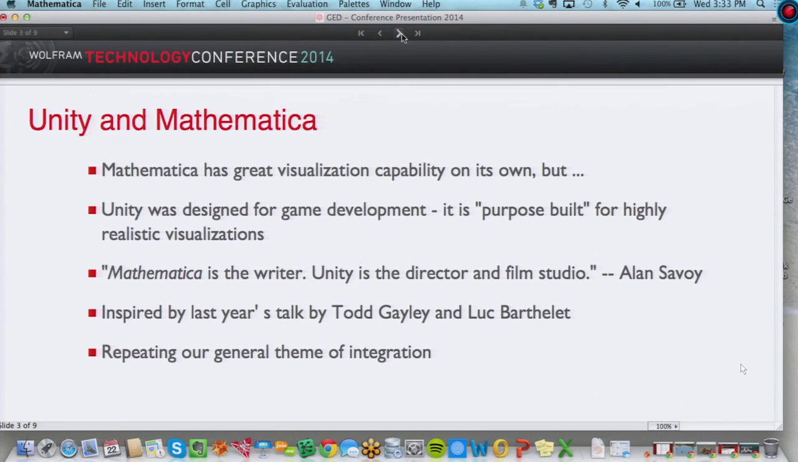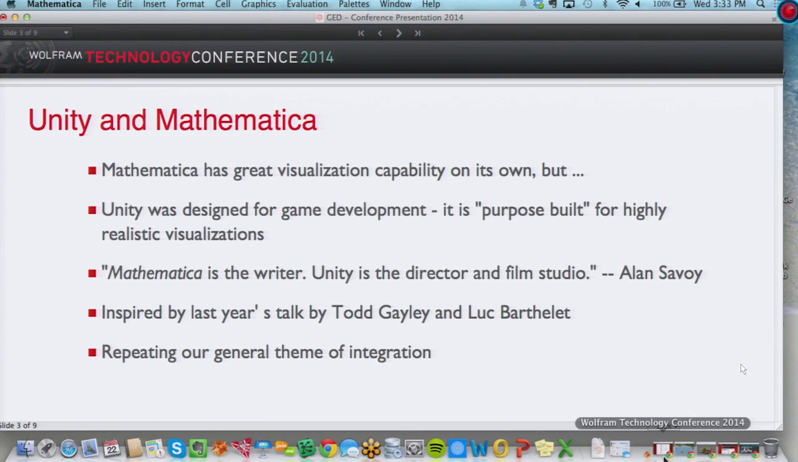This is our third talk in a row about integration, which I think is an important and powerful capability of Mathematica. Not that it's great in its own right, which it is, but the fact that you can put it together with other unusual tools and create something even more amazing. So 2 years ago, we talked about the integration of Mathematica with Google technologies. Last year, we talked about integration of Mathematica with Twitter, of all things, and this year it's Unity.